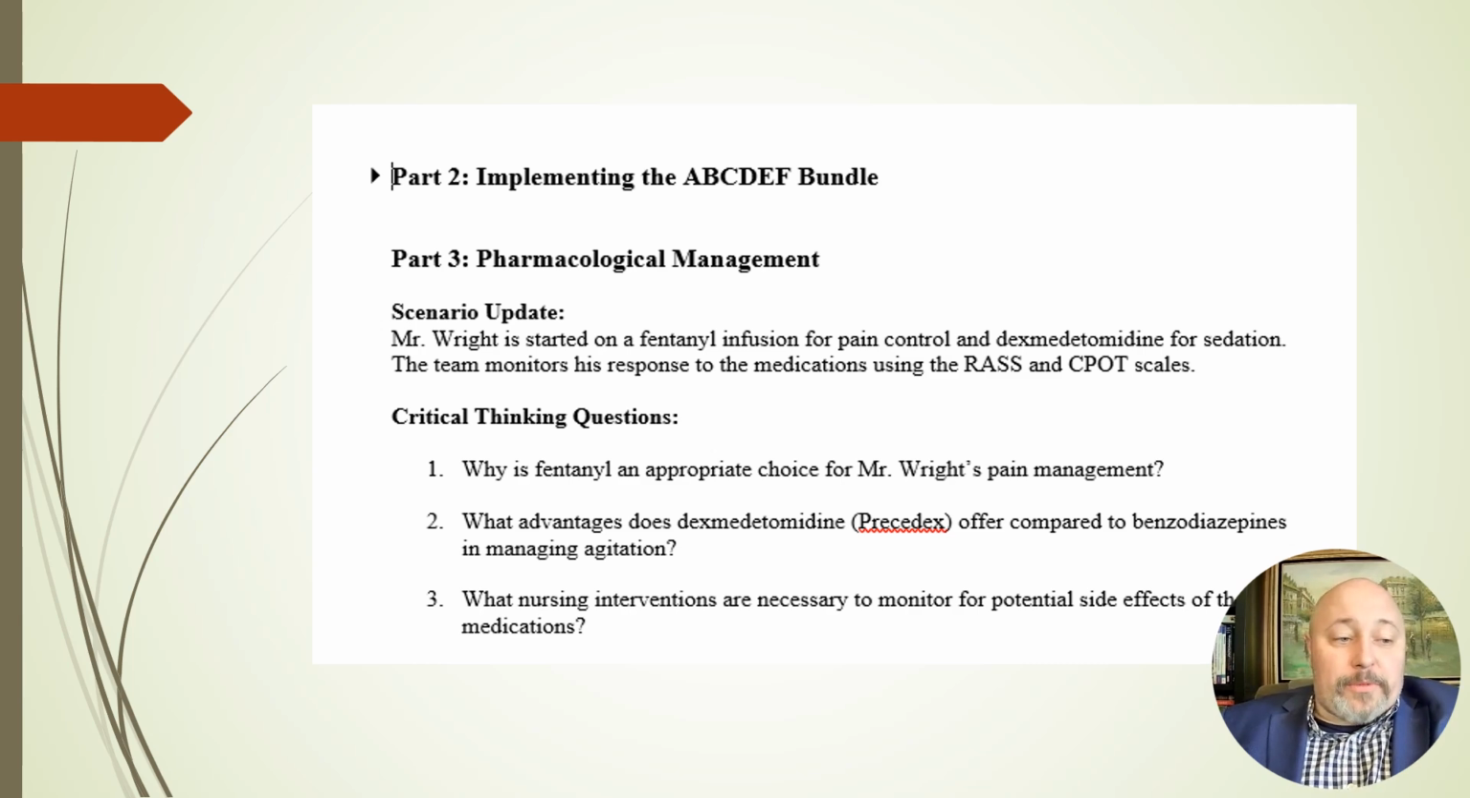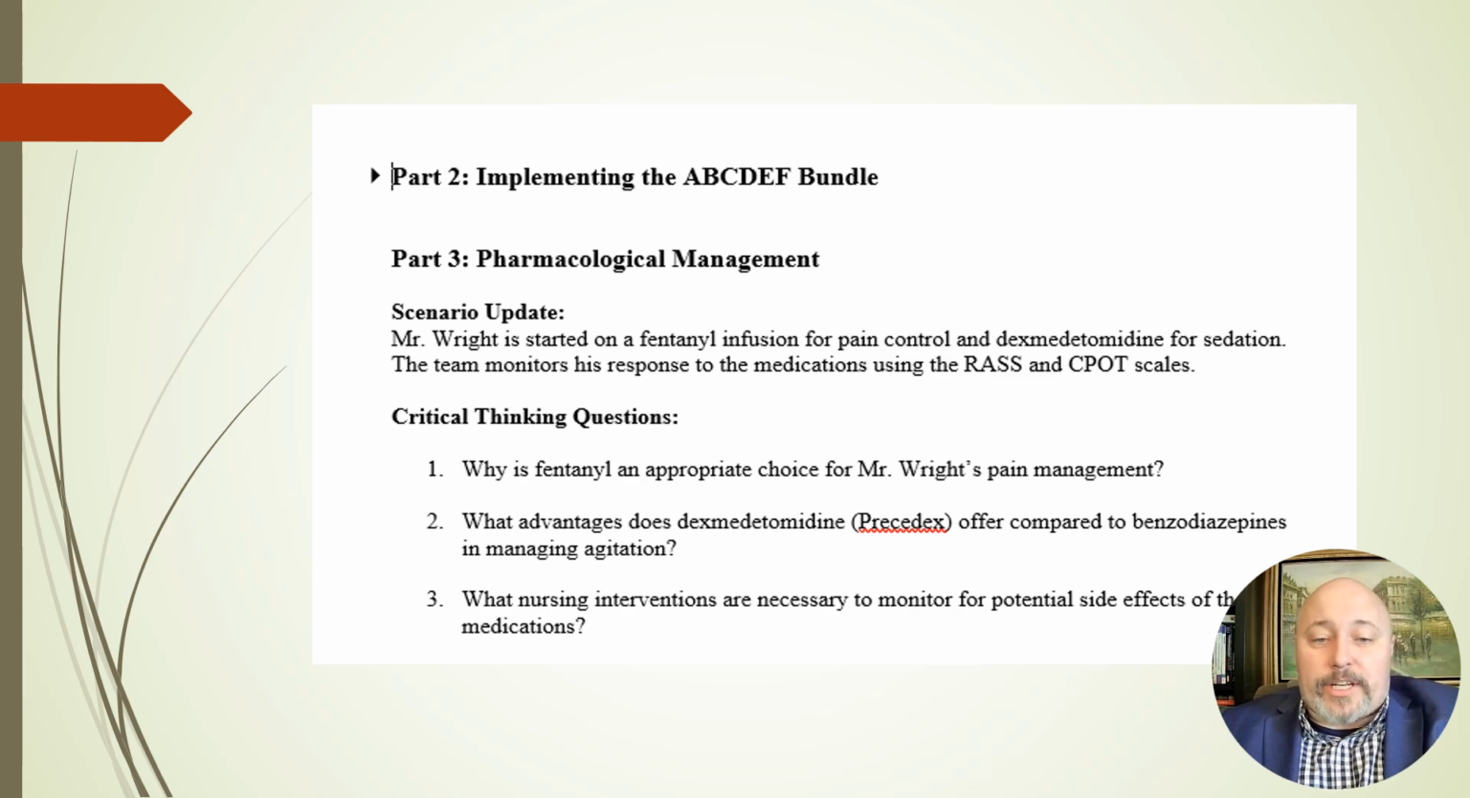For part three, in our pharmacological management, why is fentanyl an appropriate choice for Mr. Wright's pain management? Fentanyl has a rapid onset, it's easily titrated, and causes minimal hemodynamic effects, making it ideal for critically ill patients. What advantages does dexmedetomidine offer compared to benzodiazepines? Dexmedetomidine provides sedation without respiratory depression, facilitates communication, and may reduce the incidence of delirium. And for three, what nursing interventions are necessary to monitor for potential side effects of these medications? Again, those interventions include vital signs, assessing his sedation levels using the RASS, checking signs of respiratory depression, and evaluating for hemodynamic changes.